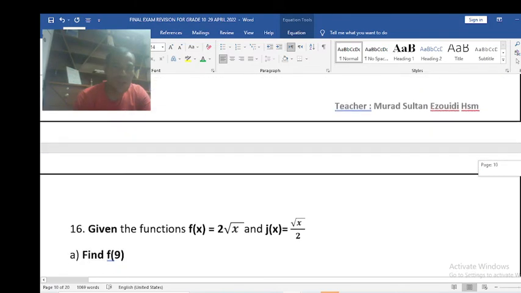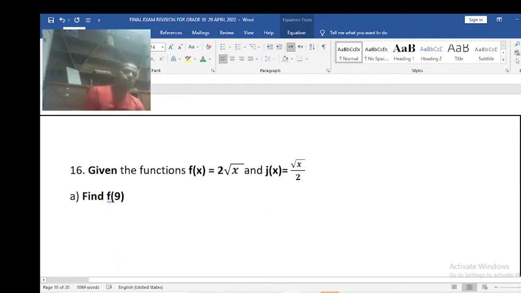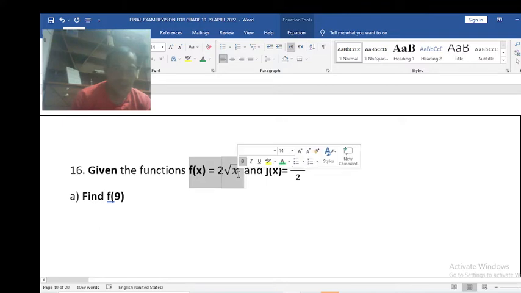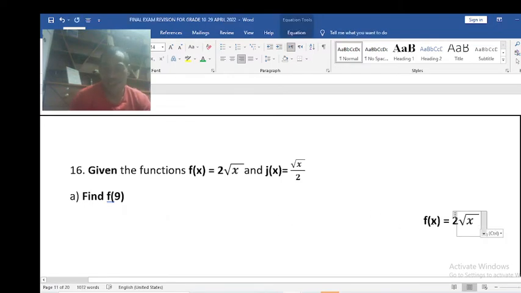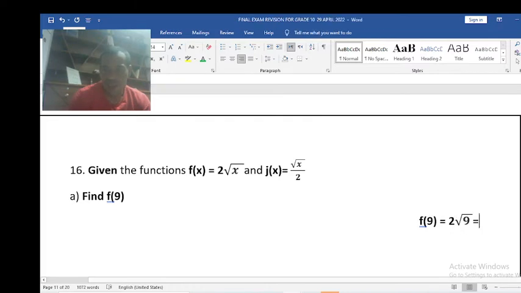Question 3: we are given the function f of x equals the square root of x, and g of x equals the square root of x divided by 2. The question is to find f of 9. So f of 9, learners, I'll make a substitution: 2 multiplied by the square root of 9, and the square root of 9 is 3, so 2 times 3 equals 6.